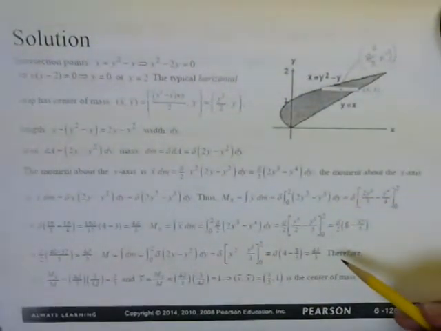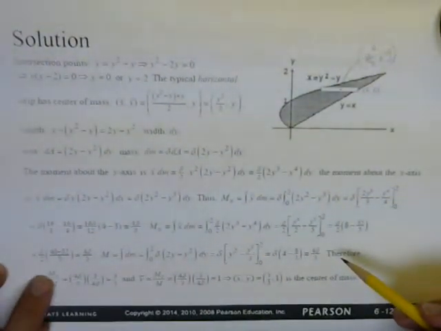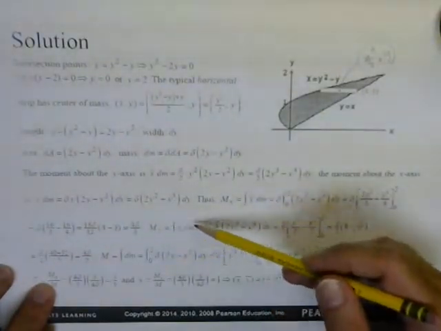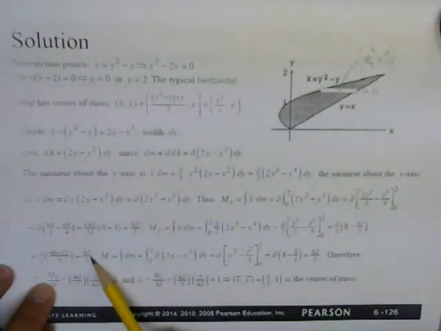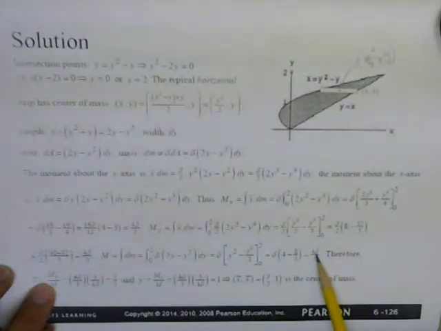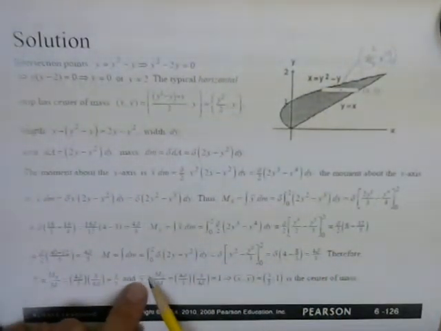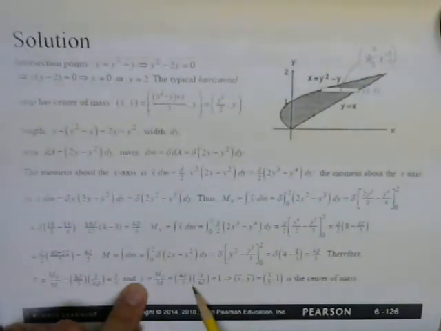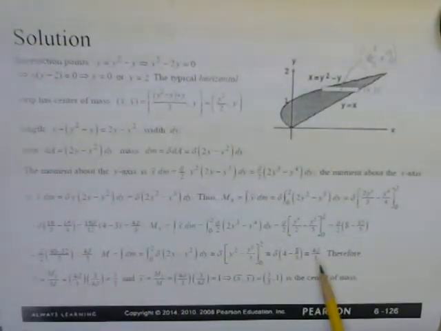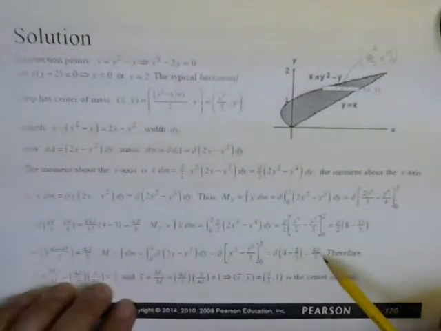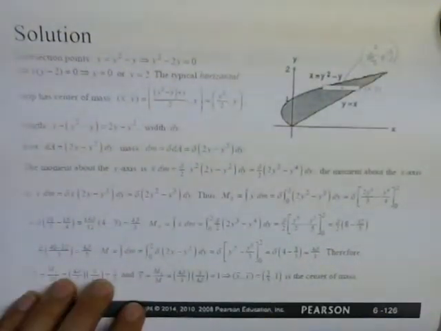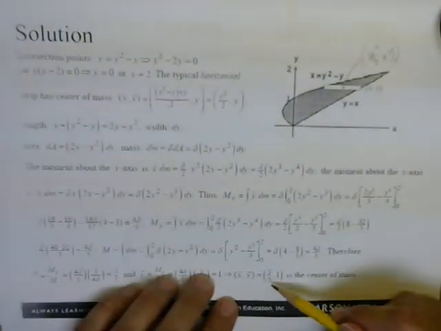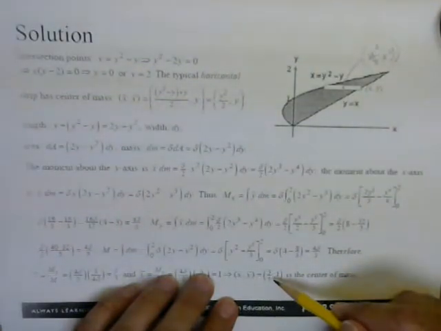Which is that. So remember that x bar is m sub y over m. So taking our value for m sub y, which is this, dividing by m, which is this, right? That'll give you 3/5. And again, the y center of mass will be m sub x, which we calculated here, which is 4 delta over 3 divided by 4 delta over 3, which gives you 1, right? So the center of the mass then is 3 over 5, 1.